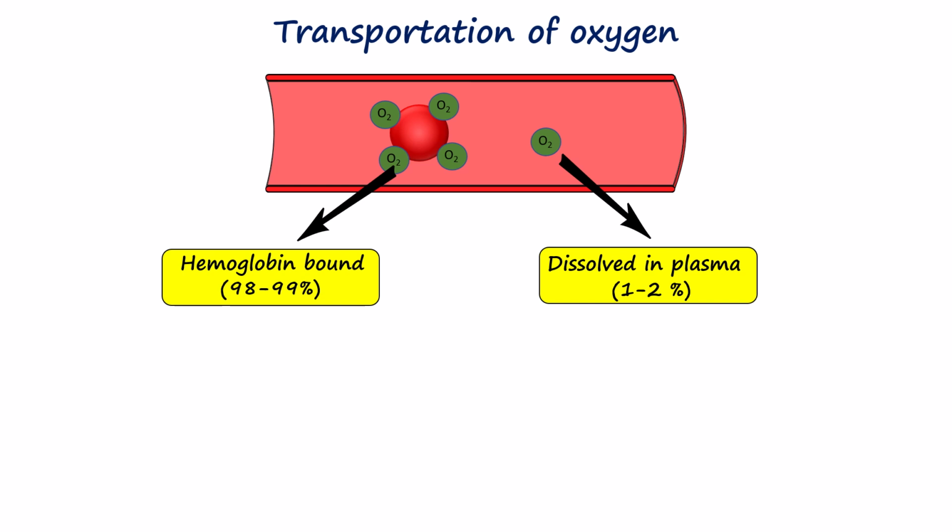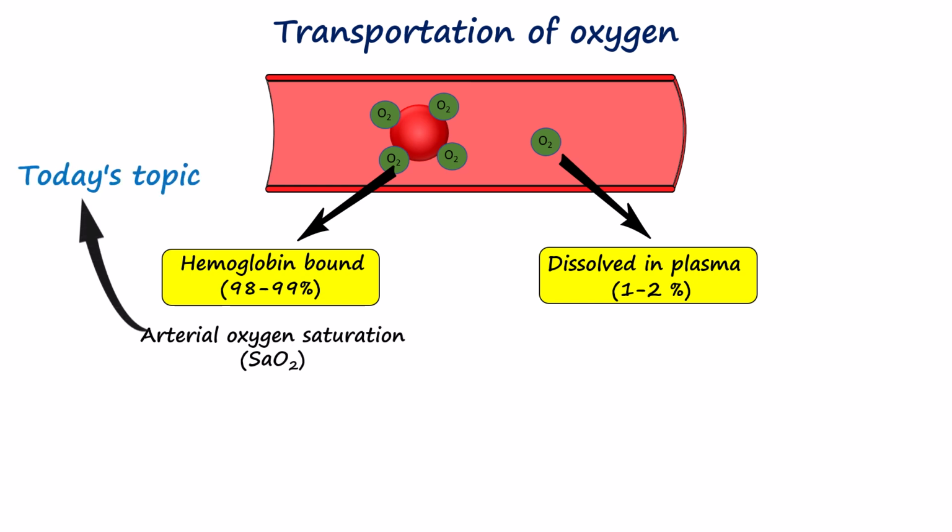The term arterial oxygen saturation refers to the percentage of hemoglobin in the blood that is carrying oxygen. For example, if the arterial oxygen saturation is 97%, that means 97% of the hemoglobin molecules are carrying oxygen. Mathematically, it can be expressed as hemoglobin carrying oxygen divided by total hemoglobin, expressed in percentage.